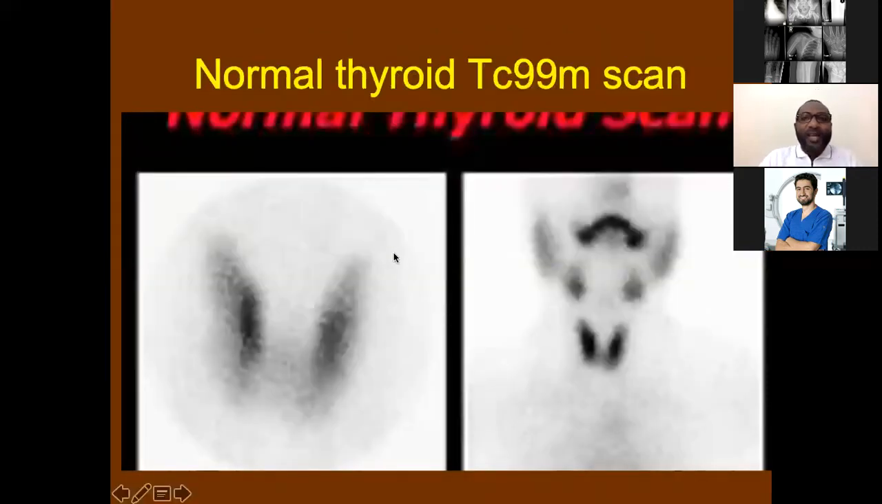Now, this is a normal thyroid scan. So if you look at the normal thyroid scan on your left-hand side, this is the pinhole image. So initially what we do at the first image is we image from the head to the upper chest. And the reason for doing that is to include the whole of the thyroid and its neighbors.